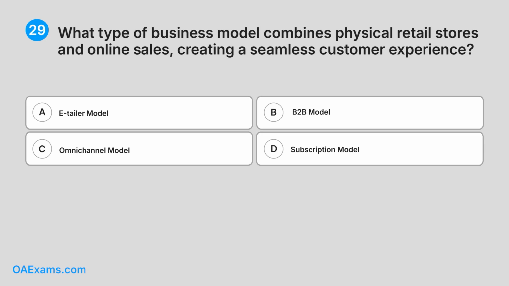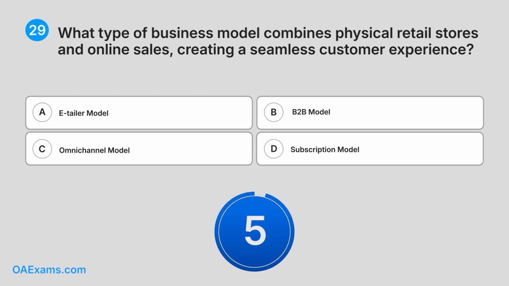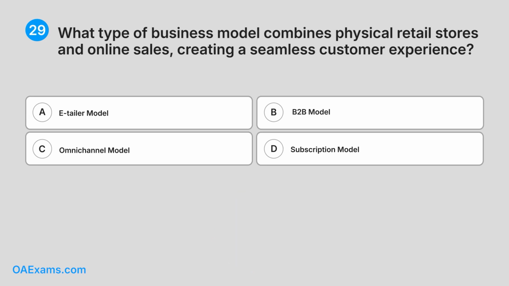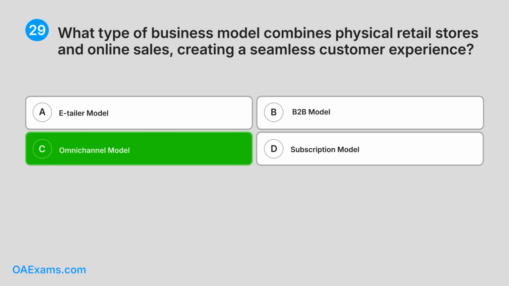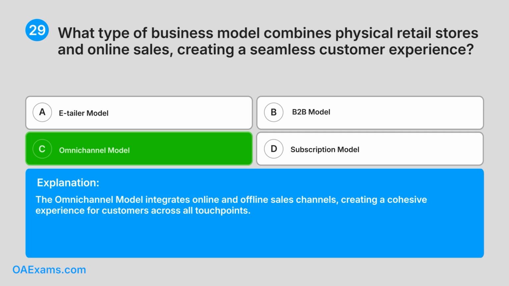29. What type of business model combines physical retail stores and online sales, creating a seamless customer experience? A. E-tailer model. B. B2B model. C. Omni-channel model. D. Subscription model. What do you think is the answer? Correct answer: C. Omnichannel model. Explanation: The omnichannel model integrates online and offline sales channels, creating a cohesive experience for customers across all touchpoints.